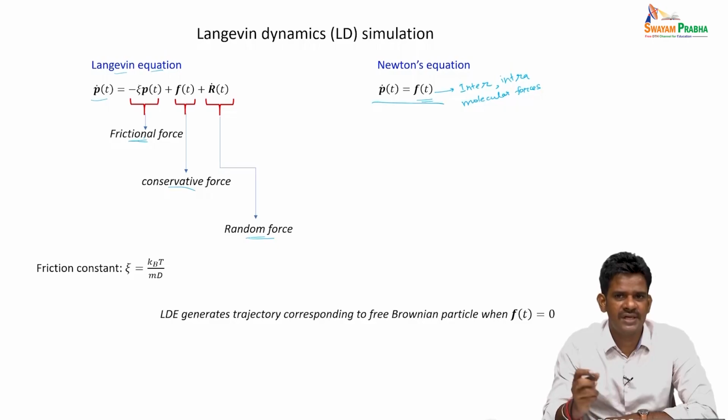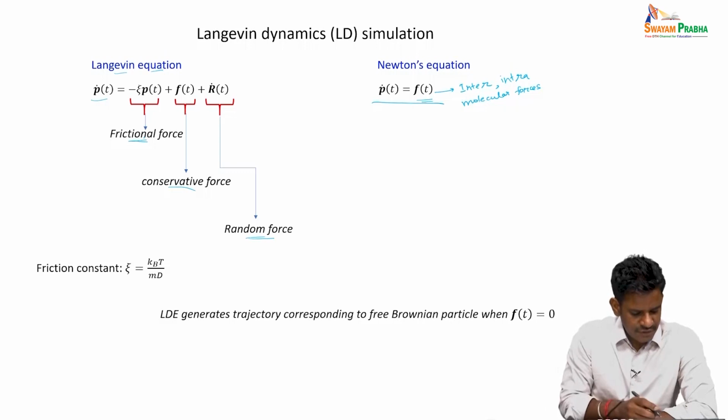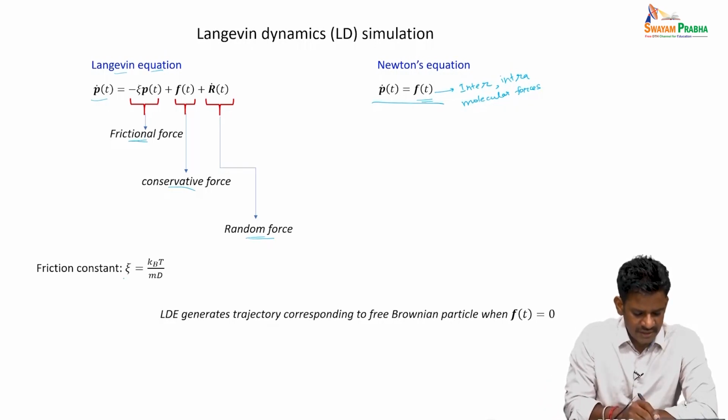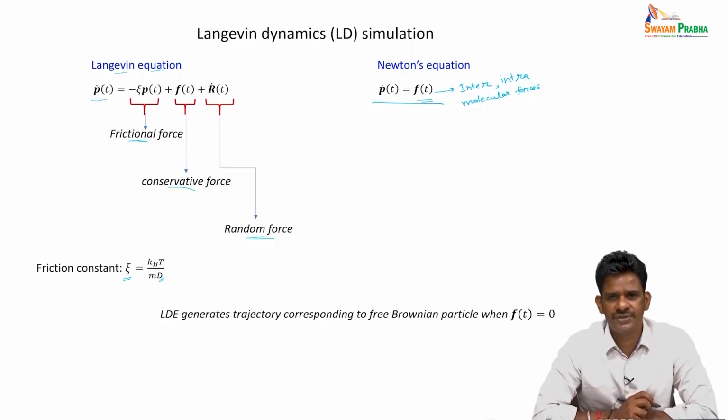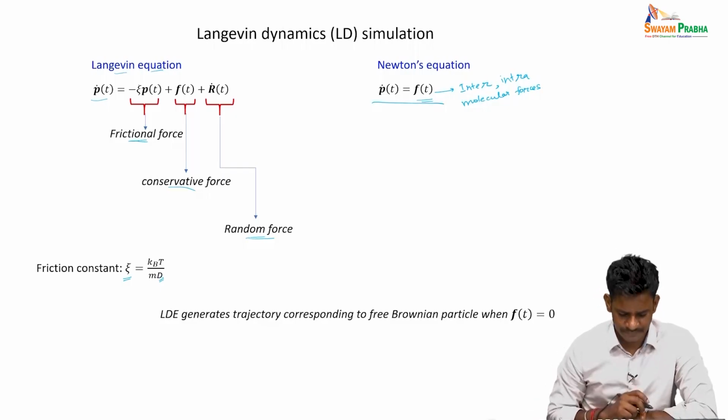So we are able to basically map the effect of solvent on the solute via two additional forces, namely the random force and the frictional force. And this friction coefficient or friction constant eta here can be shown to be related to the diffusivity of the system through Einstein's relations.